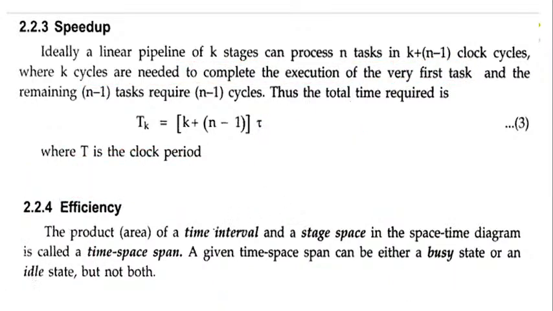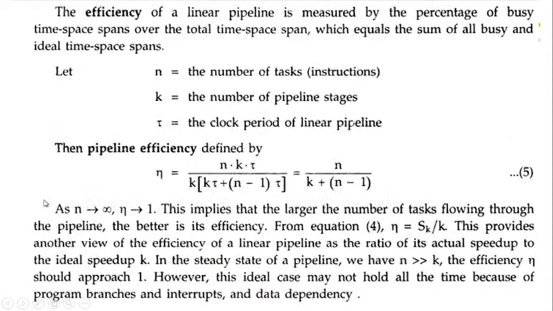The product of time interval and stage space in the space-time diagram is called the time-space span. A given time-space span can either be in a busy state or an idle state, but not both. The efficiency in a linear pipeline is calculated as the percentage of busy time-space spans over the total time-space span. So for that, the formula is efficiency eta is equal to, you just remember this formula.